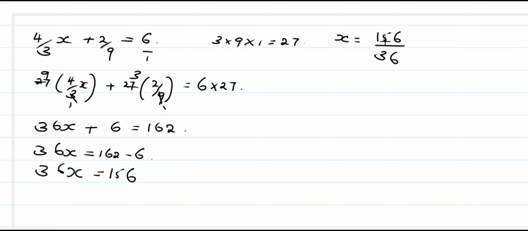We can simplify this a bit, where we say x is equals to 156 can be divided by 12 to get 13, and then 36 can be divided by 12 to get 3. So we can just leave it like this, or we can put it as a mixed fraction. We have 4, 1 over 3, because 3 multiplied by 4 is 12, plus 1 is 13, like that.